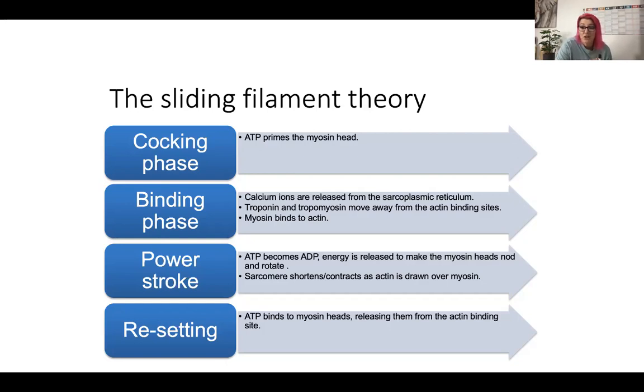What happens is the energy is then released from the ATP, making it ADP. So remember that phosphate is released to give energy, and it makes the myosin head nod and rotate, which shortens that little section, which shortens the sarcomere as the muscle contracts. Then as it resets, ATP binds back to myosin and releases from the actin binding site, and then the whole process starts again. Very complicated, isn't it?